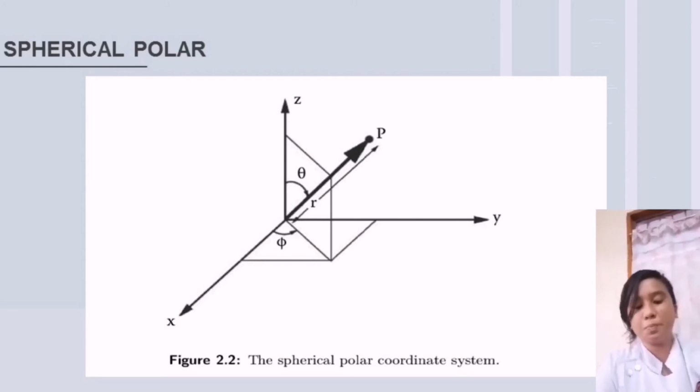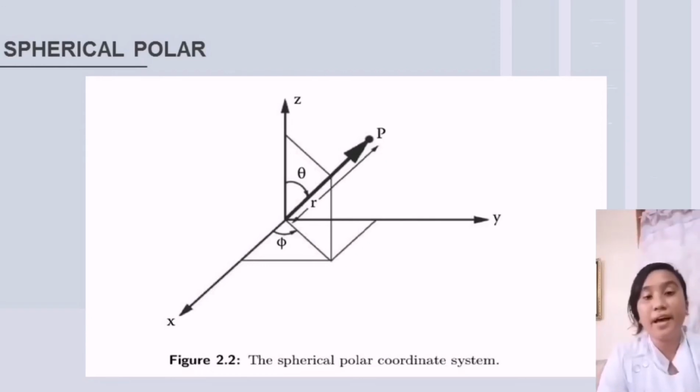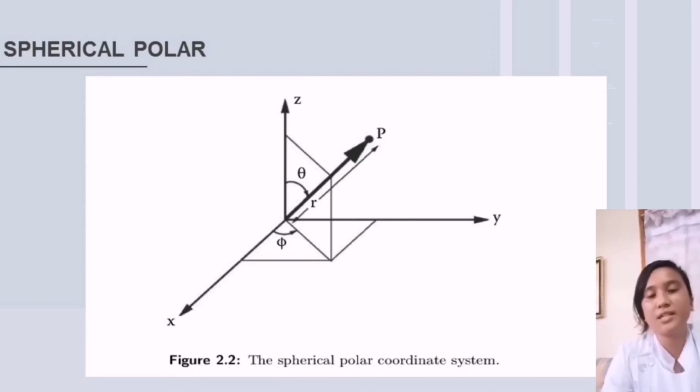When the point P in figure 2.2 is expressed as r, theta, phi, the Cartesian coordinates x, y, and z are given by the trigonometric expressions. We have x equal to r sine theta cosine phi. For y, we have r sine theta sine phi. And for z, we have r cosine theta.